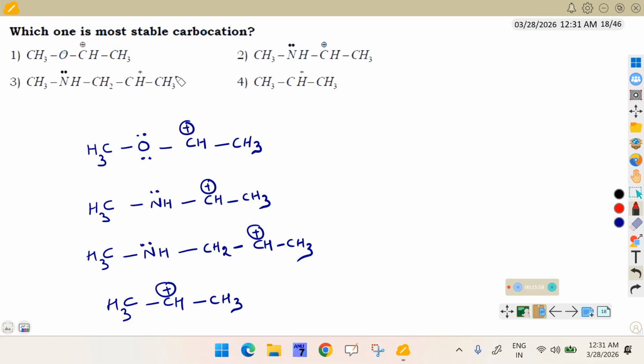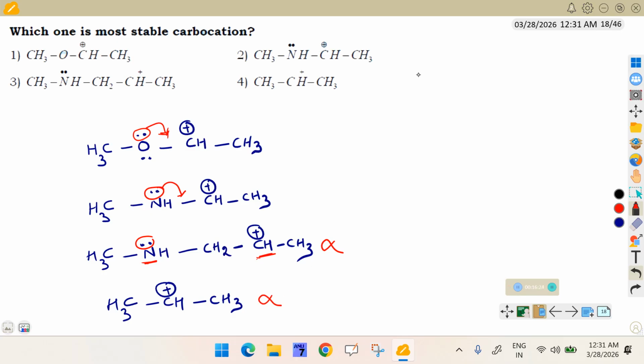Which one is the most stable carbocation? First case, resonance is possible. Oxygen is able to donate a pair of electrons. Second case also, resonance is possible. Third case, nitrogen is present here, carbocation is present here. Resonance is not possible. Fourth case also, resonance is not possible.